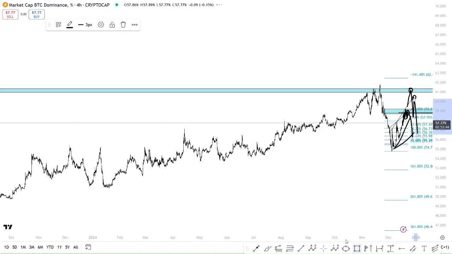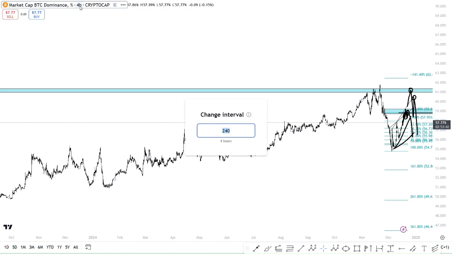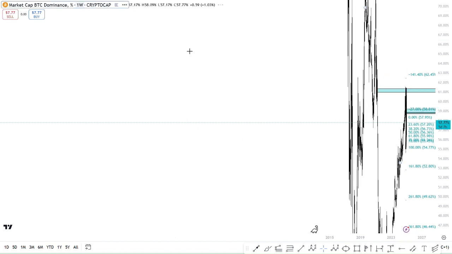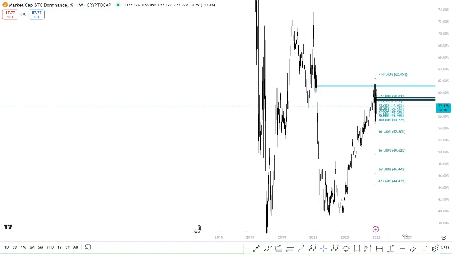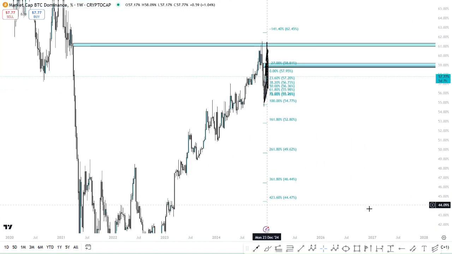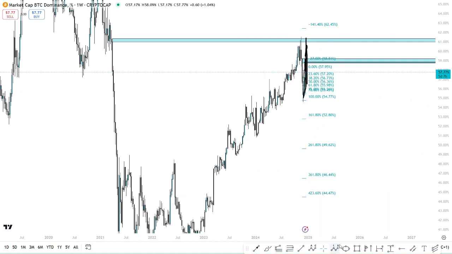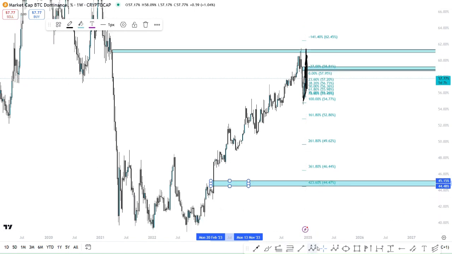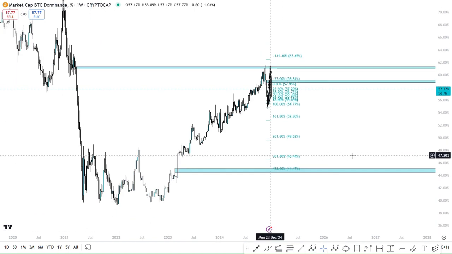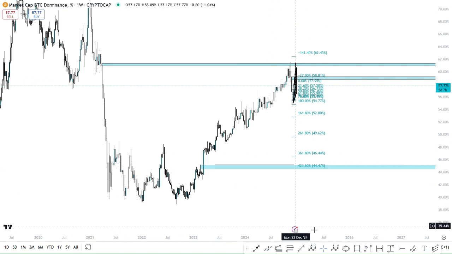The higher time frame perspective is the same. We'll zoom back out onto the weekly time frame. Higher time frame perspective remains the same, guys. Our targets, take a look at that, very nice confluential level here at the 423%, aligning with the big bullish candle fill. I don't believe Bitcoin dominance is going to set a brand new all-time low this cycle.